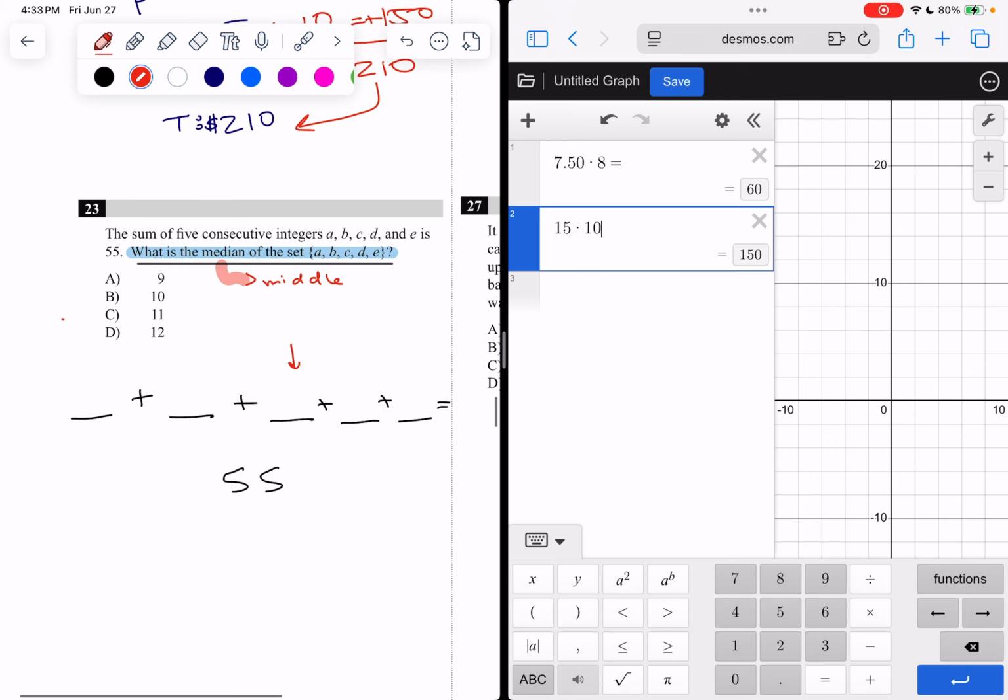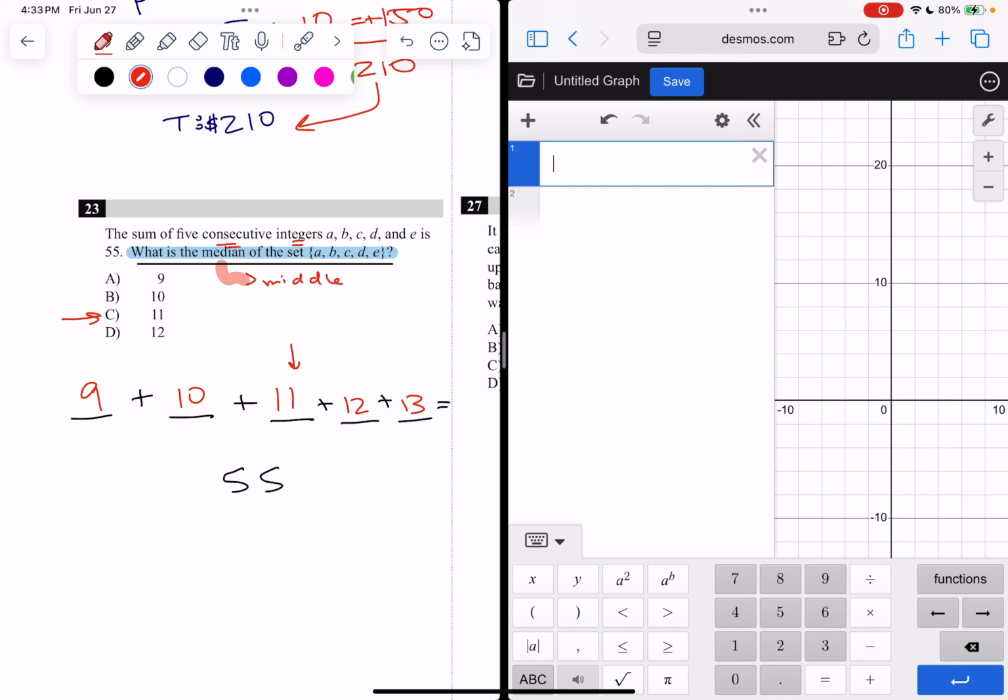So let's start in the middle of our answer choices and put in 11 for the one in the middle. Now, if they're consecutive integers, then I know they're one right after the other. So the one before 11 will be 10, and the one before 10 will be 9. The one after 11 will be 12, and the one after 12 will be 13. So let's go ahead and add this up and see if it adds up to be 55. We'll do our numbers here, 9 plus 10 plus 11 plus 12 plus 13. Well, it looks like that worked out perfectly, so I guess that's our answer.